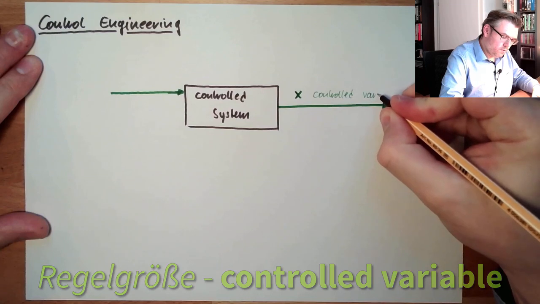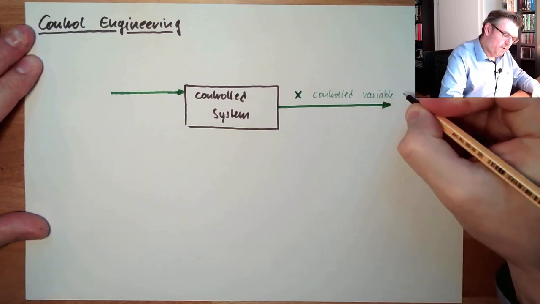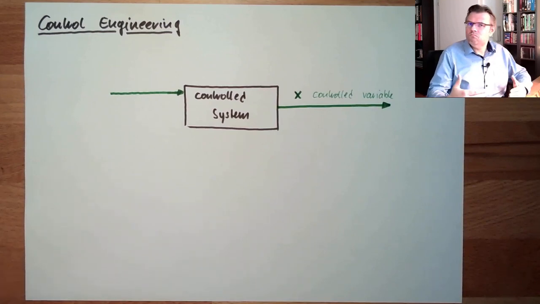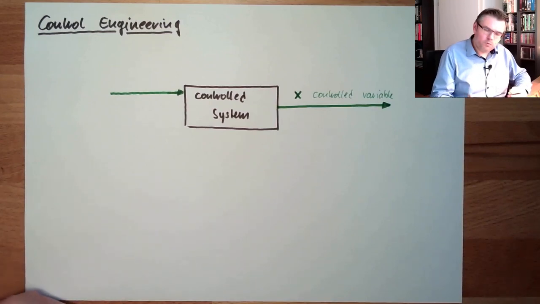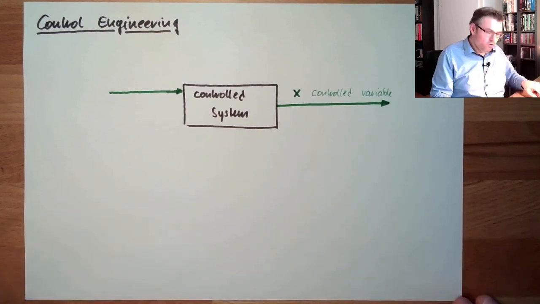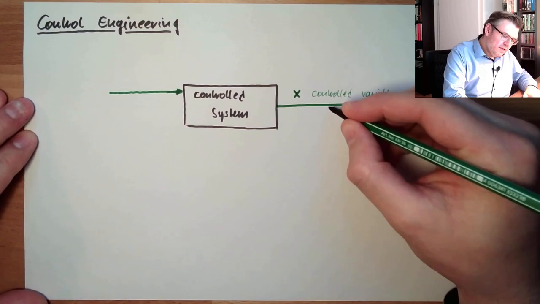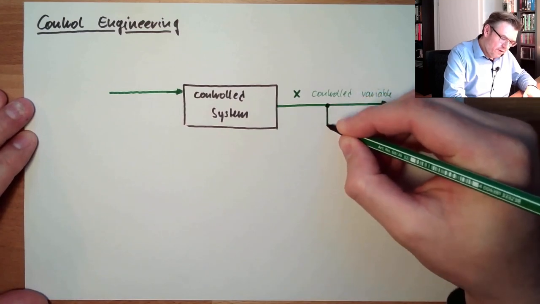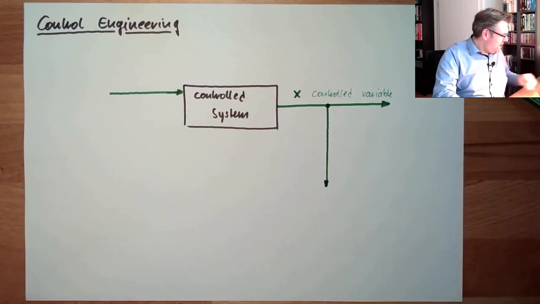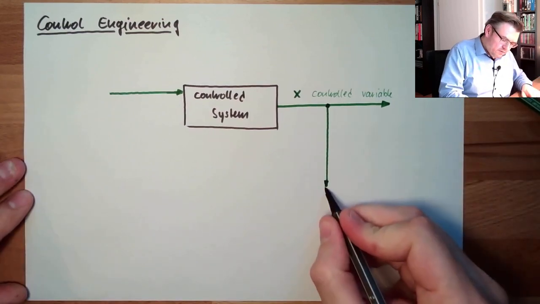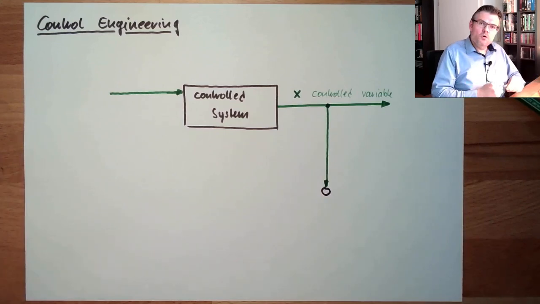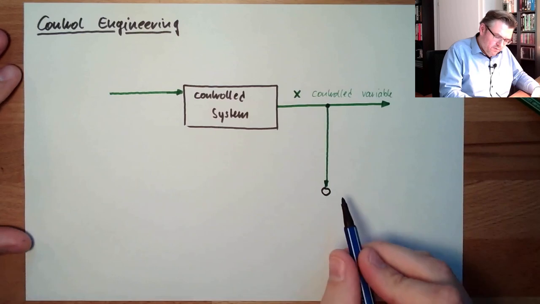Controlled variable. This is the thing I want to keep within a certain value, or range or whatever. This is the thing I want to influence with my controller. So, since this is the thing I want to influence, I measure this thing, and I compare it. There's some comparison point, with a desired value, okay?